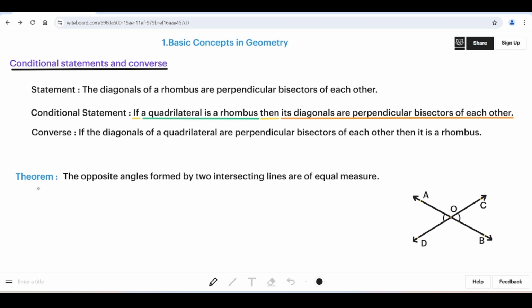So now, theorem. What is a theorem? A theorem is basically a property that we have proved to be true. We prove it logically. So when we logically prove any property, that is called a theorem. A theorem can be proved in two different ways. One is called a direct proof and the other is called an indirect proof.